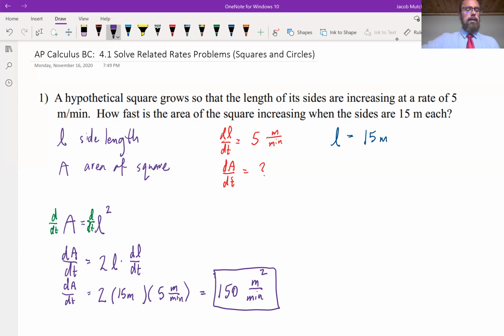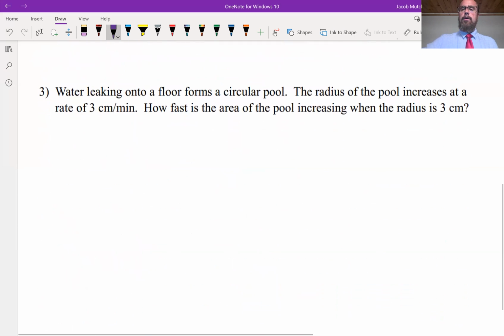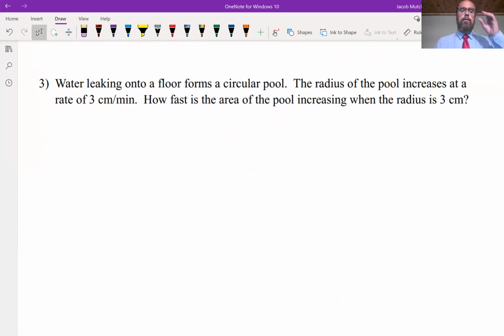So that's a scenario involving a growing square. Let's see an instance that involves a growing circle. This example says that water is leaking onto a floor and forming a circular pool. The radius of the pool increases at a rate of 3 centimeters per minute. How fast is the area of the pool increasing when the radius is 3 centimeters?